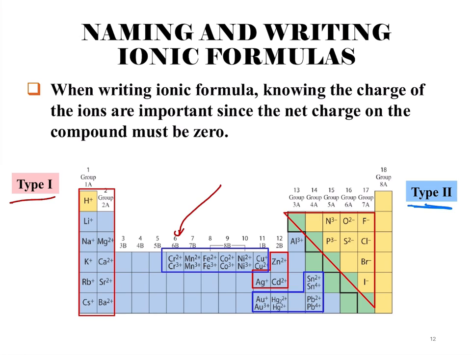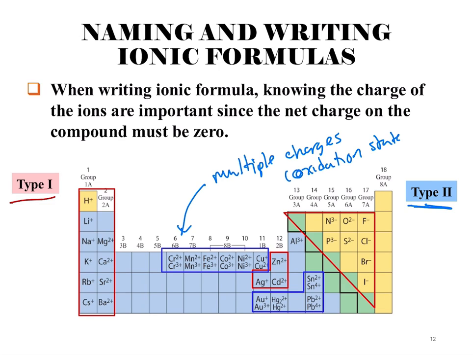So these can have, I'll put it in blue since it's in blue, multiple charges, or we can say oxidation states. Right, so for example, iron can be iron 2 or it can be iron 3.